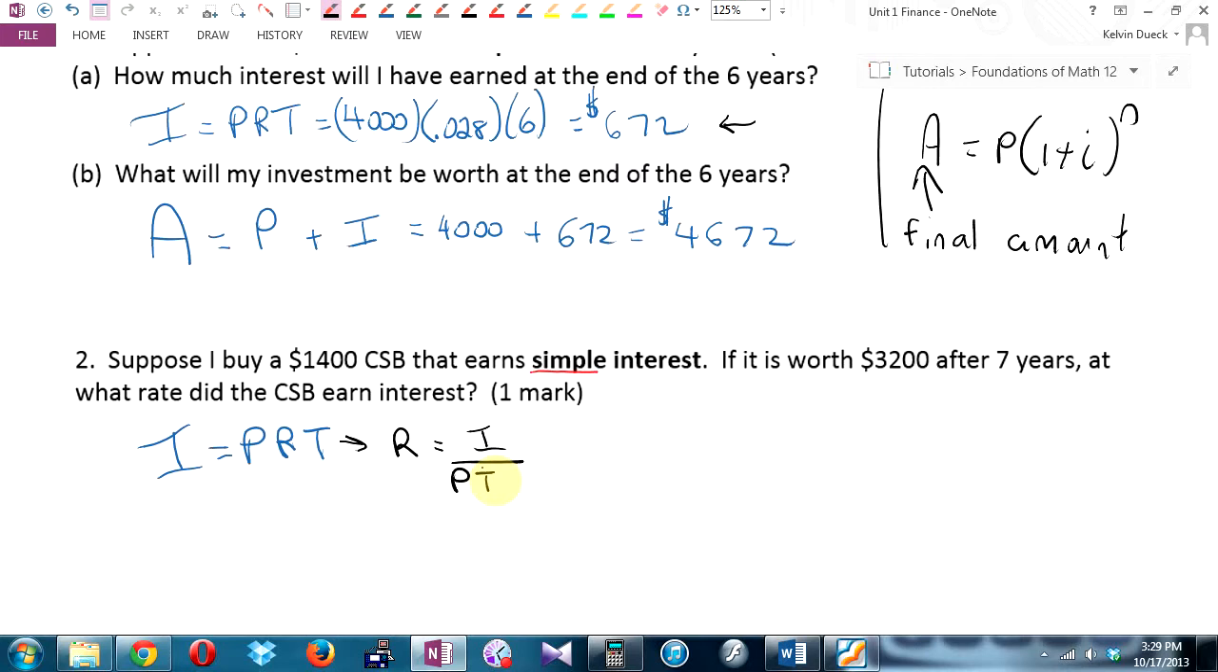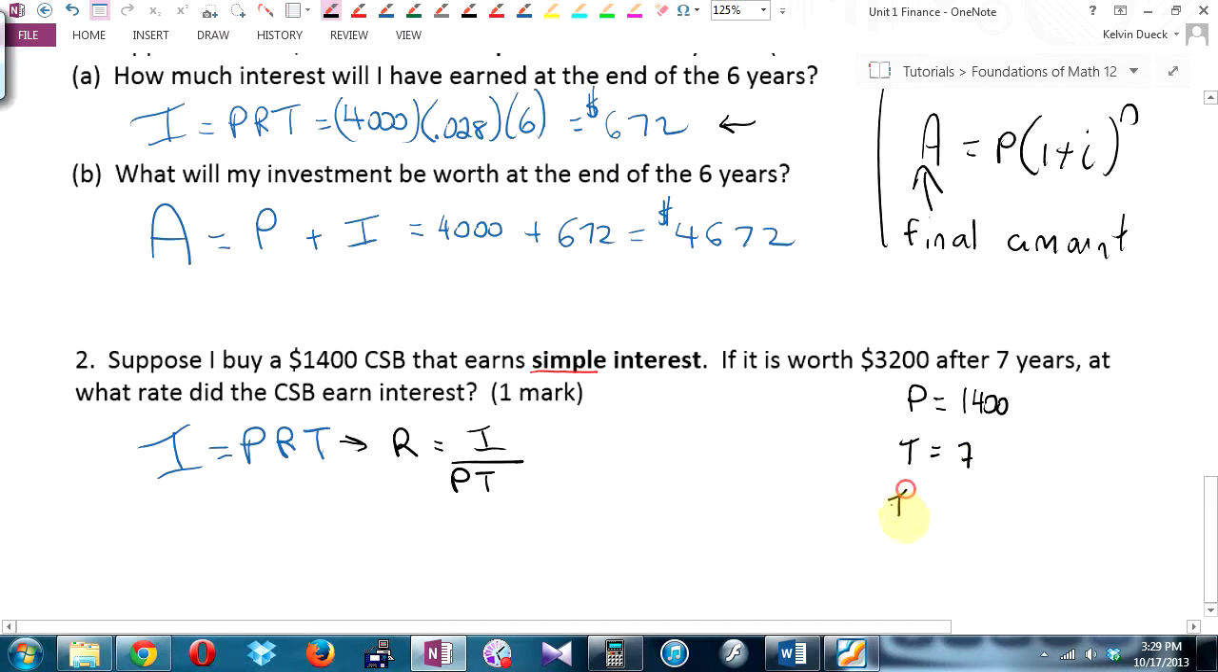Okay. I guess I'm going to need to know the principal. What's the principal in this question? 1400. Yeah. I guess I'm going to need to know the time. What's the time? 7 years.